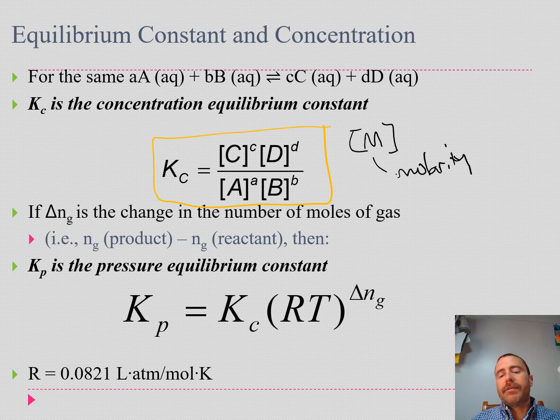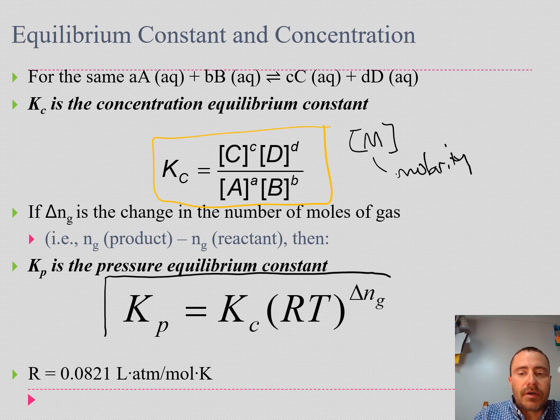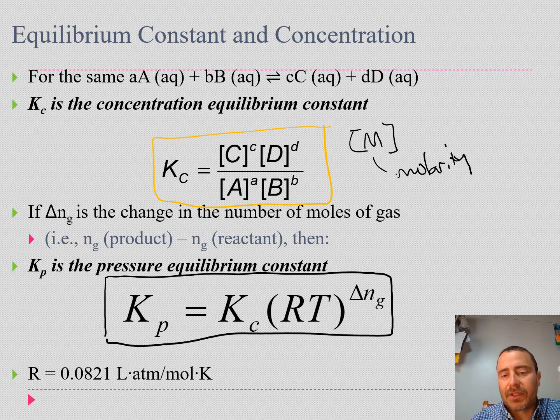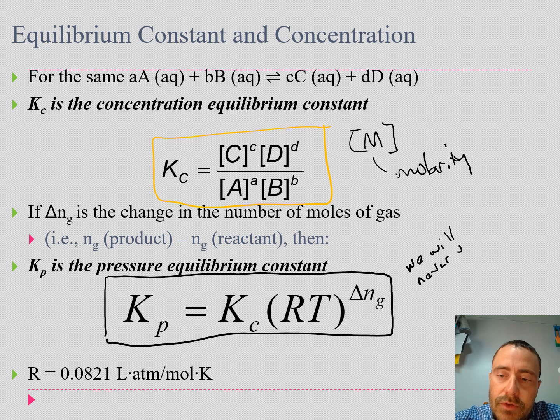All right, now if we were to relate our Kp, where everything was in pressures, to everything being concentrations, we could use this equation down here on the bottom, where Kp is equal to Kc times R, our old school gas constant, times our temperature in Kelvin, raised to the change in our number of moles of gas. Okay, we will never use this.